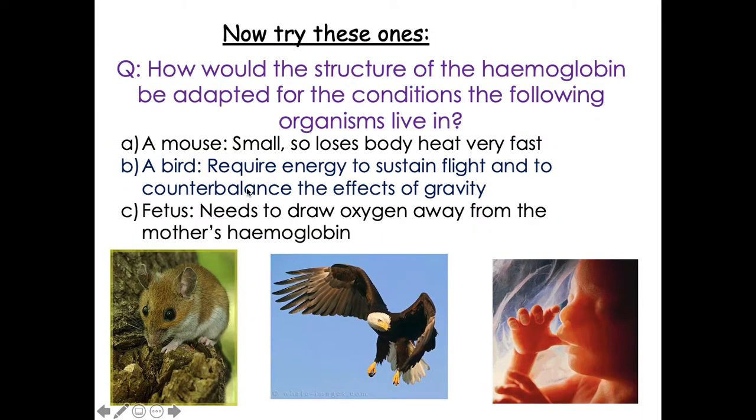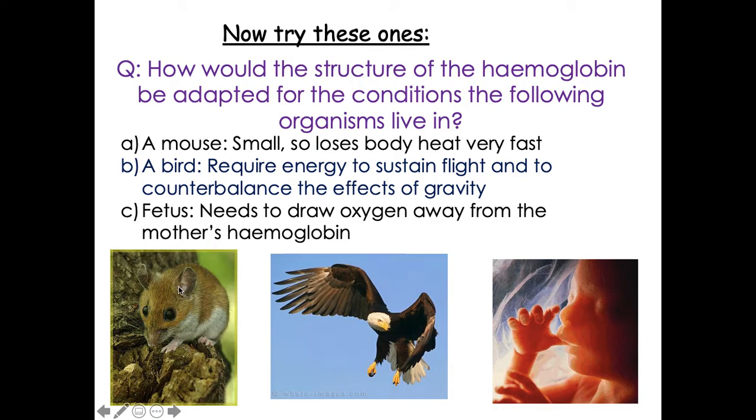Now there's a few more here, so we've got the answers here, so I'll just discuss them. So these three different organisms here. Here we have a little mouse. What do we know about mice? We know that they're small and they're mammals, so they're warm-blooded. Warm-blooded animals give off heat. This mouse is small. Small organisms have a higher surface area to volume ratio, so they lose heat more quickly.